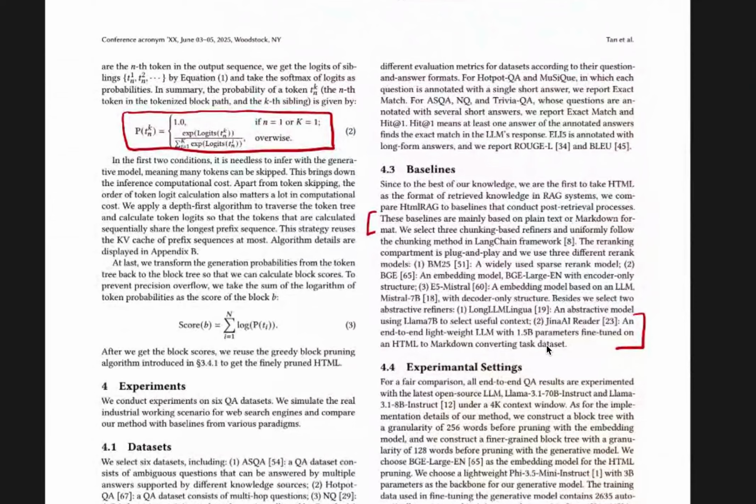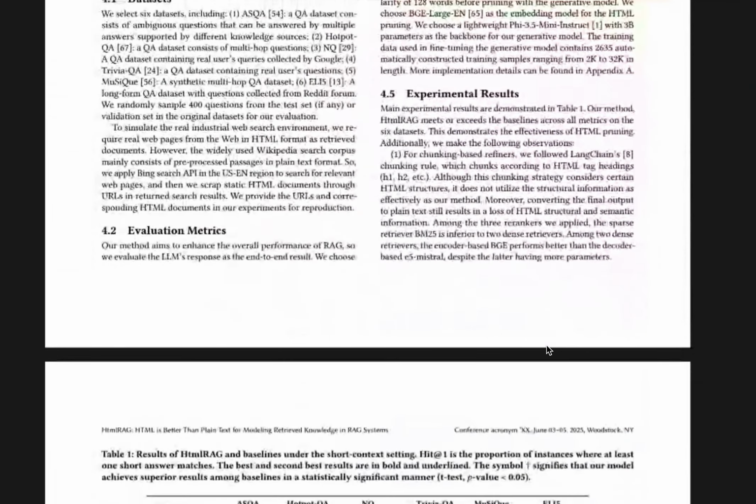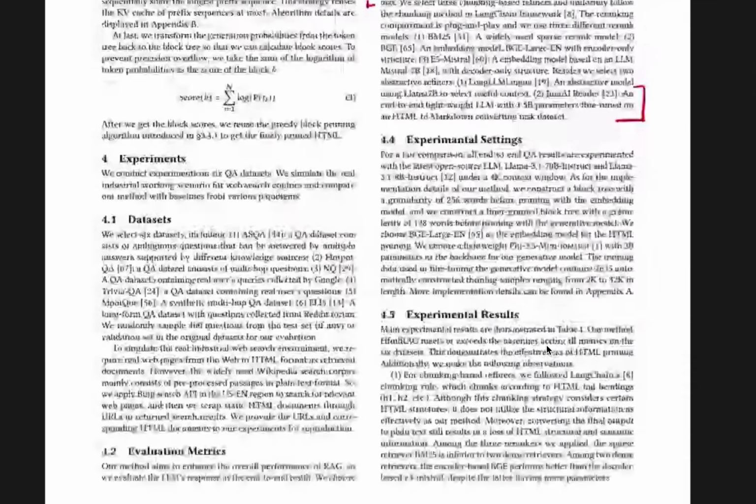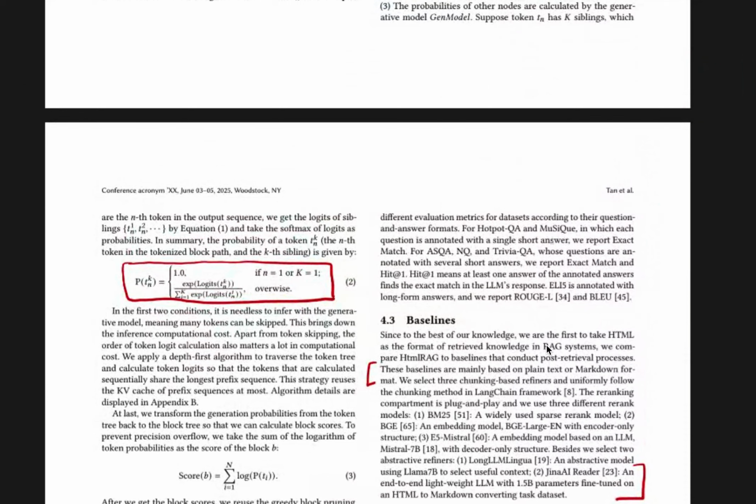Yeah. So what they say is the evaluation metric is the performance of RAG. We evaluate the LLM's response as the end-to-end result. We choose different evaluation metrics for HotpotQA, in which each question is annotated with a single short answer. We report exact match, that is EM. And Hit@1 means at least one answer of the annotated answers finds an exact match in the LLM's response. Cool.